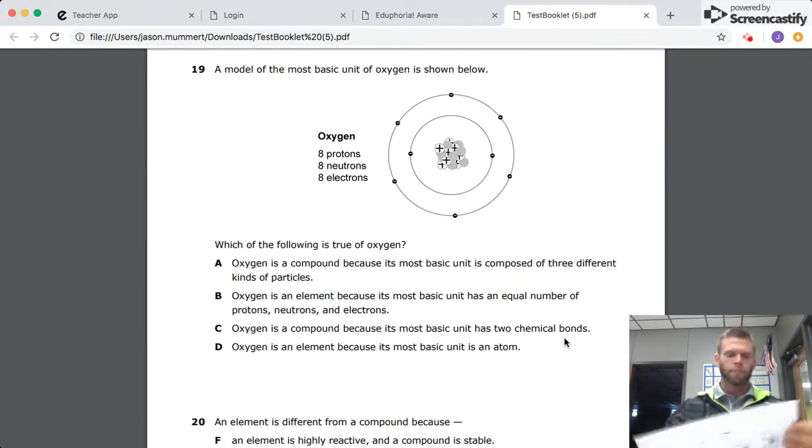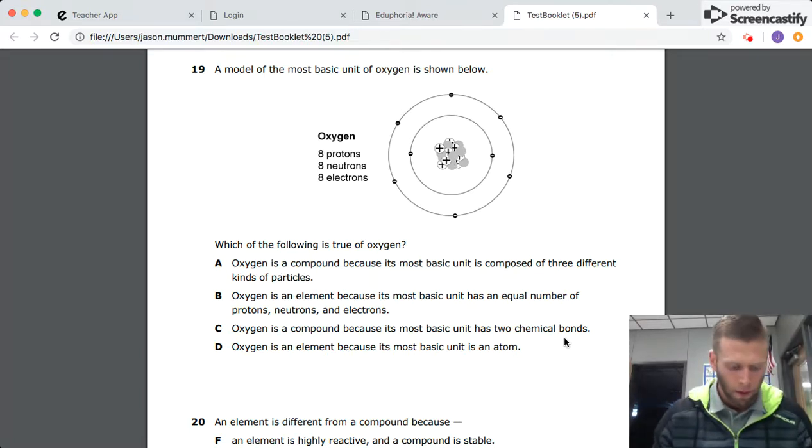Okay, number 19. A model of the most basic unit of oxygen is shown below. Which of the following is true of oxygen? A, oxygen is a compound because its most basic unit is composed of 3 different kinds of particles. B, oxygen is an element because its most basic unit has an equal number of protons, neutrons, and electrons. C, oxygen is a compound because its most basic unit has 2 chemical bonds. Or D, oxygen is an element because its most basic unit is an atom.